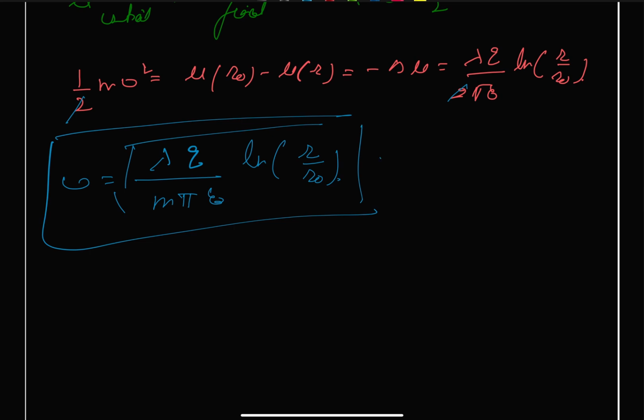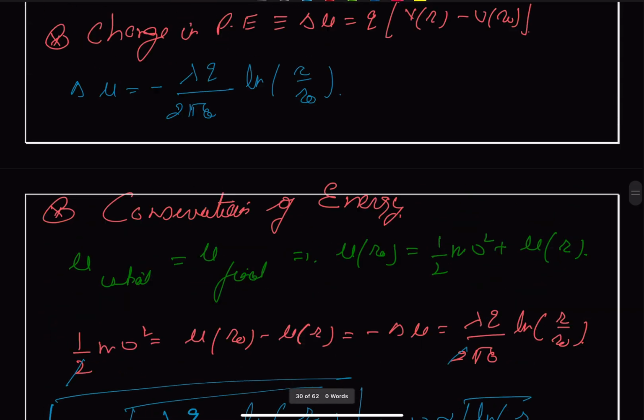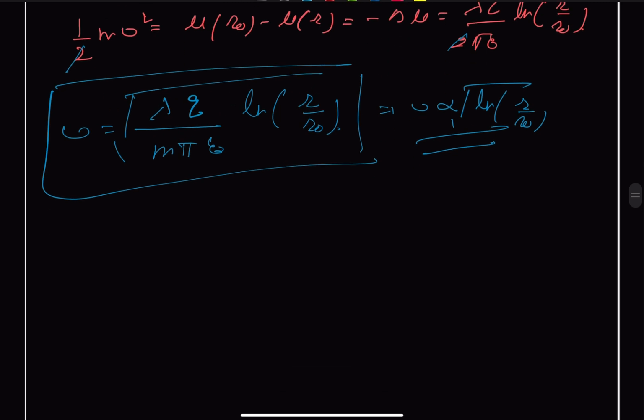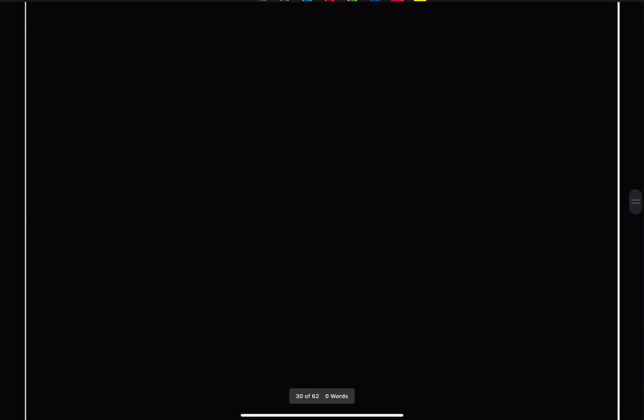So from here we get V is proportional to natural log of R upon R naught and its square root. So option D is correct. Yeah, option D is correct. Next question.